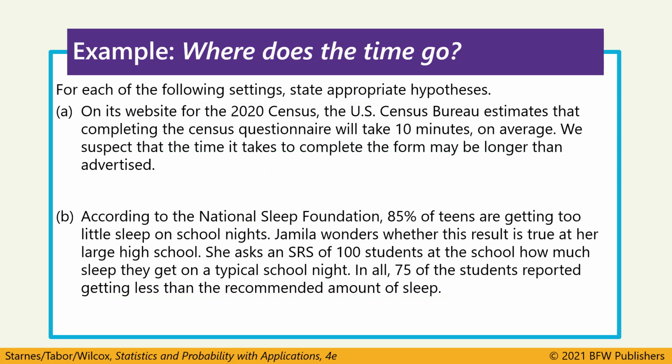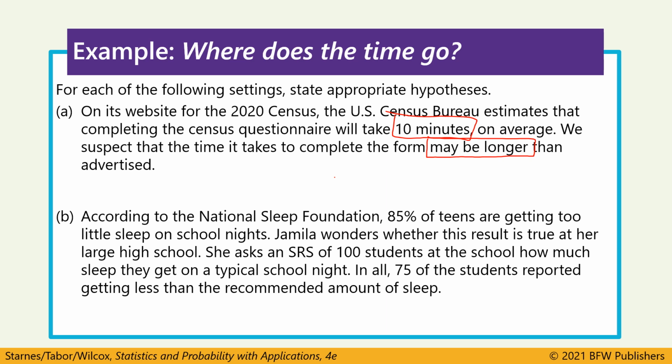So the first thing we need to figure out is how to write these hypotheses. Taking a look at example A, on its website for the 2020 census, the U.S. Census Bureau estimates that completing the census questionnaire will take 10 minutes on average. We suspect that the time it takes to complete the form may be longer than advertised. The null hypothesis is the everything is normal situation. The Census Bureau is telling us that this will take 10 minutes, so we're going to believe them and have a null hypothesis of mu equals 10. The alternative is what we would believe if that's untrue. And we get this alternative from the wording in the problem.